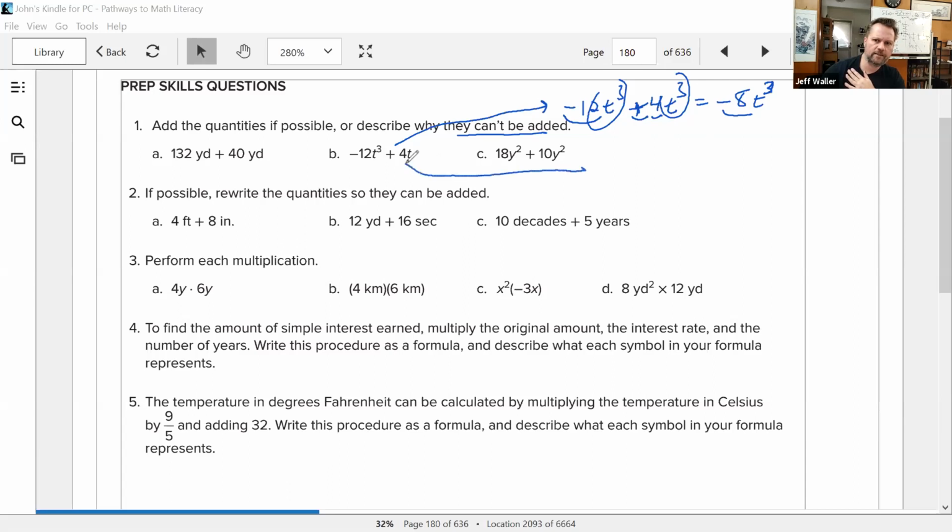So what if I had this instead? Can I multiply these? Yes. Multiplication is nowhere near as restrictive as addition and subtraction. And we know that from fractions. Remember that? I only need a common denominator if I'm adding or subtracting. If I'm multiplying or dividing, I don't need that, because multiplication and division are not as restrictive. So here I can make this negative 12 times 4 is negative 48.